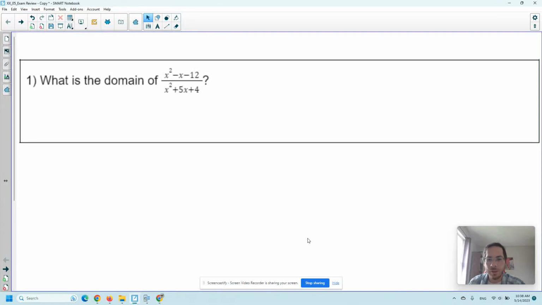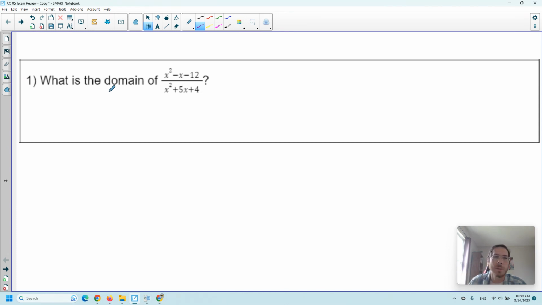All right, this is the final exam review. So we'll start off with number one. Number one, we need the domain of this expression here, x squared minus x minus 12 over x squared plus 5x plus 4. So the idea is for the domain, we can't have any negatives inside even roots.